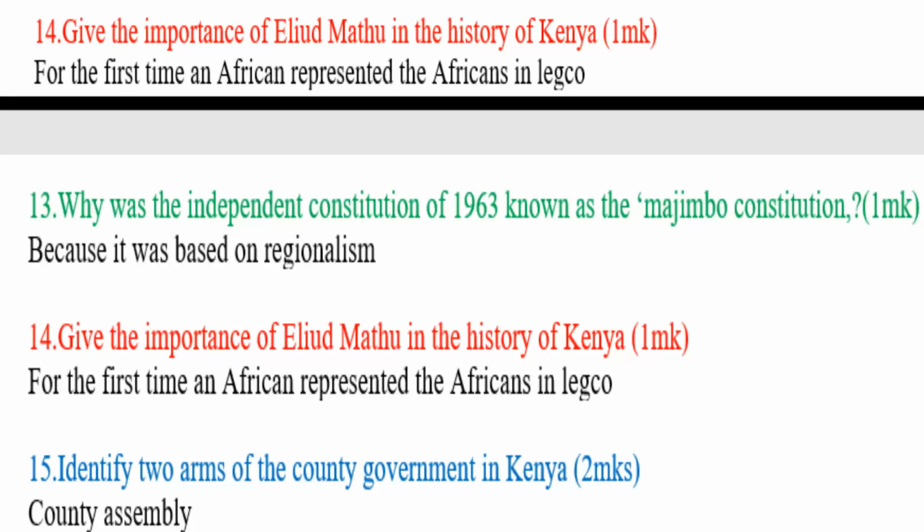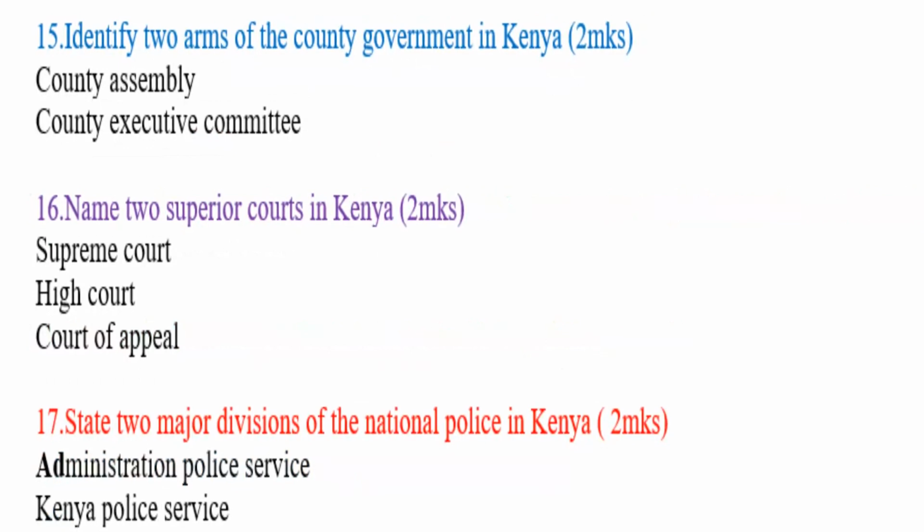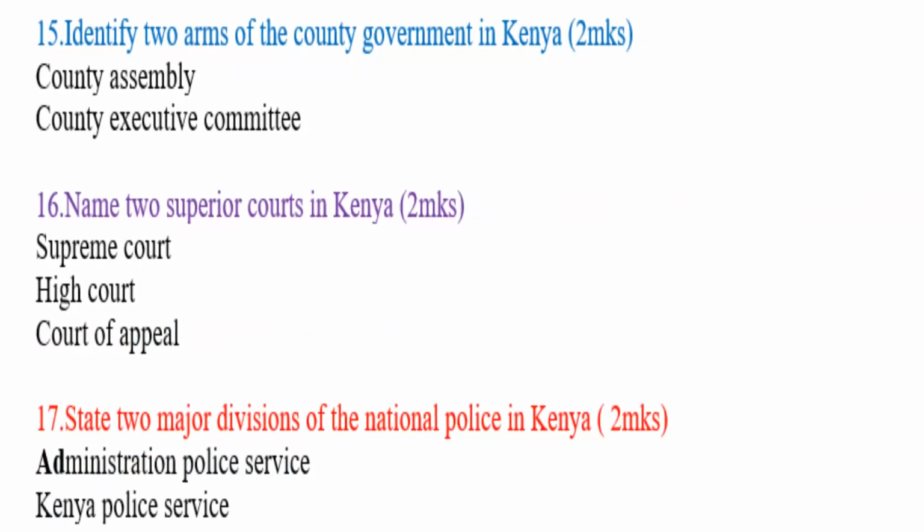Question number 15, identify 2 arms of the county government in Kenya. Number 1, county assembly. That is one arm of the county government. Number 2, county executive committee. That one is another arm of the county government.